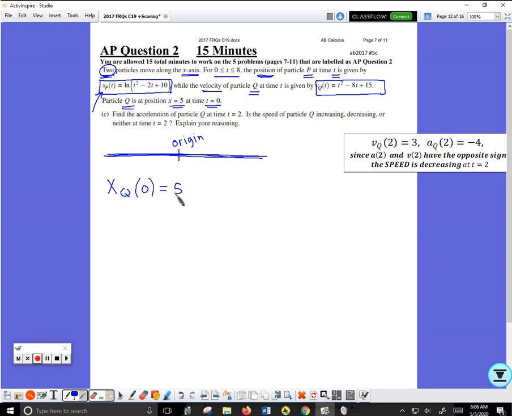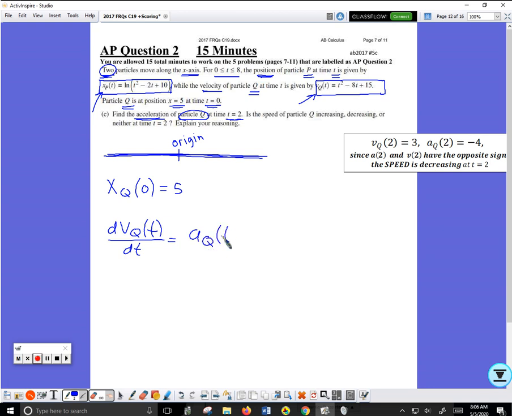Okay, find the acceleration of particle Q at time equal 2. Stop right there. They've asked me to do something. I always want to get points as soon as I can get them. So I have the velocity of particle Q. If I take the derivative of the velocity of particle Q, that will give me the acceleration of particle Q.